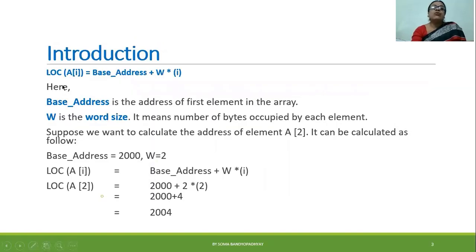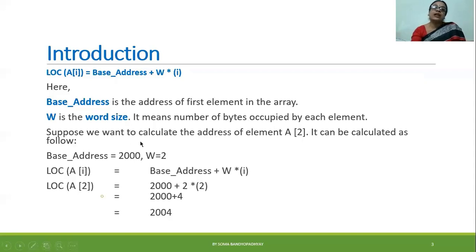Now, we can calculate the location if we know the base address, the word size and the index of the array. Here, the base address is the address of the first element in the array. W means the word size. It denotes the number of bytes occupied by each element. So if we consider integer type data, 2 bytes of memory will be occupied by the integer type data.